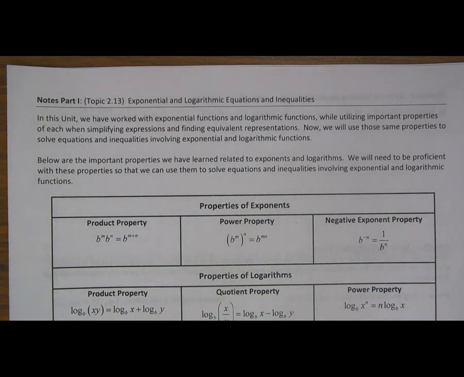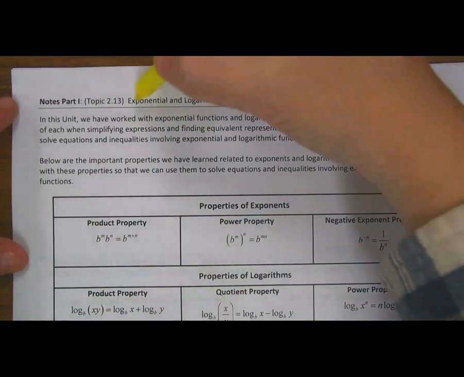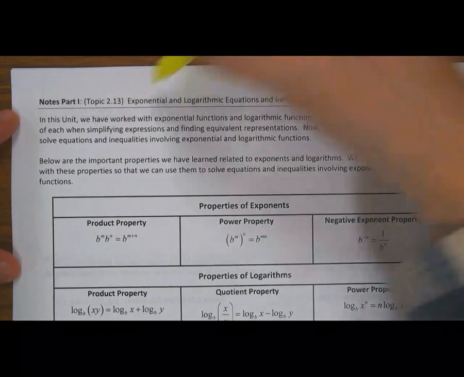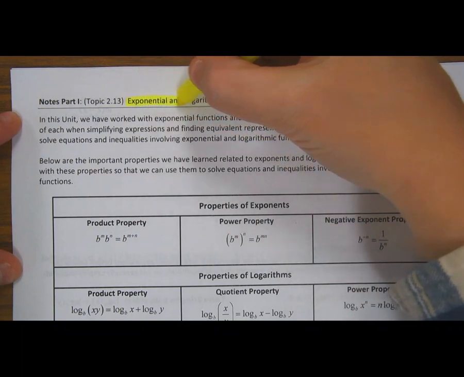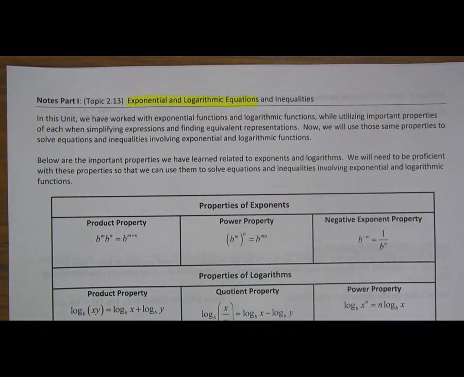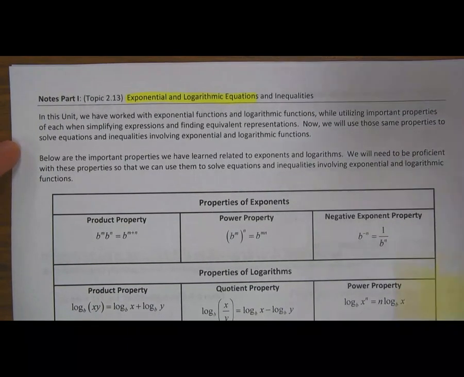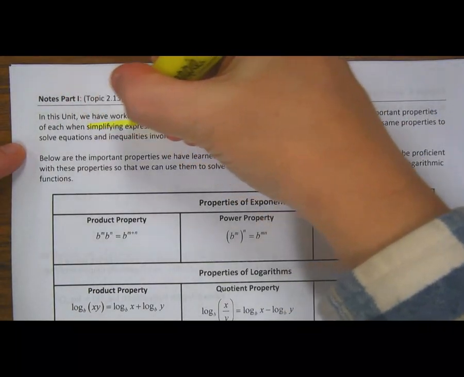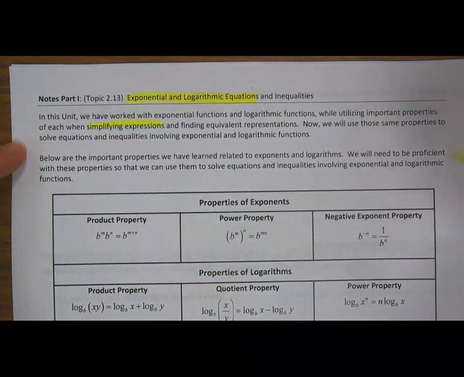Today you're going to teach yourself the first part of 2.13. What this is going to cover over the next couple of lessons is how to solve exponential and logarithmic equations and inequalities. And today we're really just going to focus on the equations part. We're going to use some log properties that we've covered in the last couple of lessons to help us solve these equations. We've learned how to use those log properties to simplify expressions and to find equivalent representations.